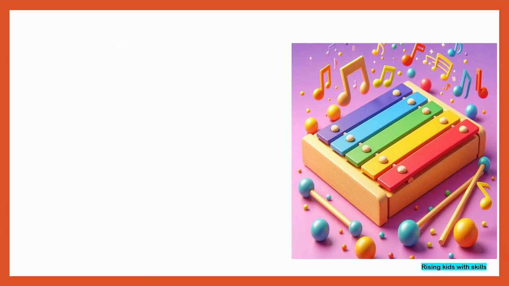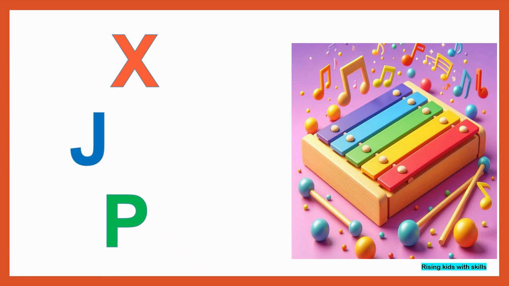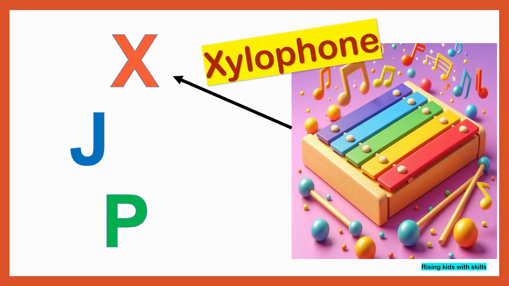Here is a xylophone. Which letter does xylophone start with? X, J or P? Perfect. X for xylophone.